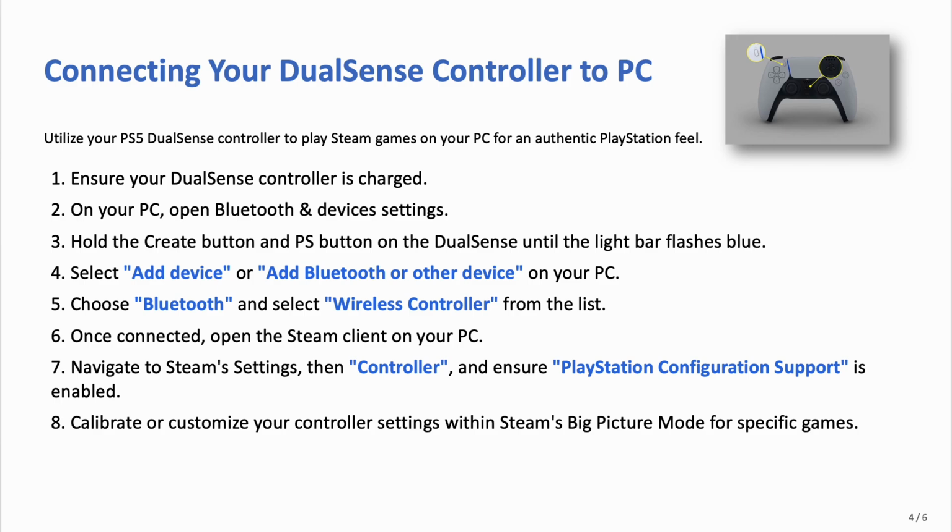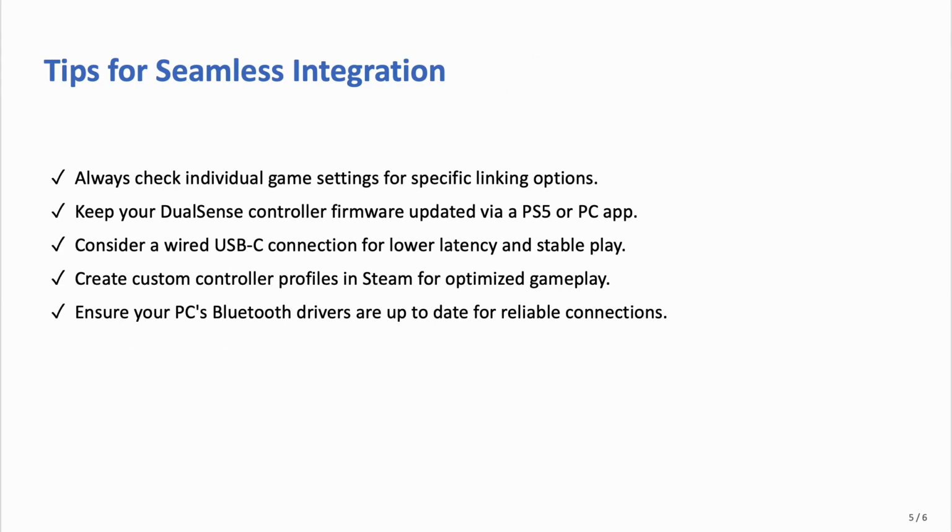Select add device or add Bluetooth or other devices on your PC, and choose Bluetooth and select wireless controller from the list. Once connected, open the Steam client on your PC. Navigate to the Steam settings, then controller, and ensure PlayStation configuration support is enabled. Calibrate or customize your controller settings within Steam Big Picture mode for the specified game.